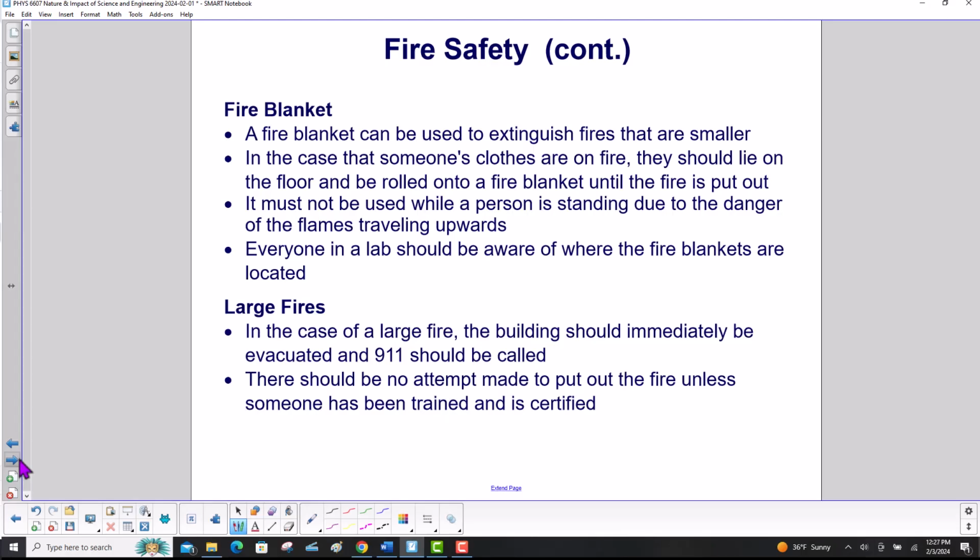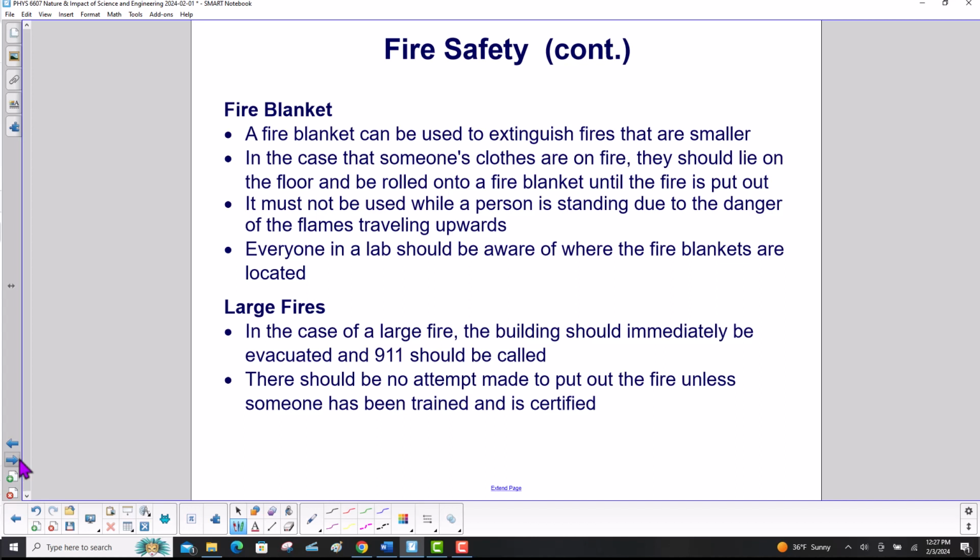A fire blanket can be used to extinguish fires that are smaller. In the case that someone's clothes are on fire, they should lie on the floor and be rolled onto a fire blanket until the fire is put out. It must not be used while a person is standing due to the danger of the flames traveling upwards. Everyone in a lab should be aware of where the fire blankets are.